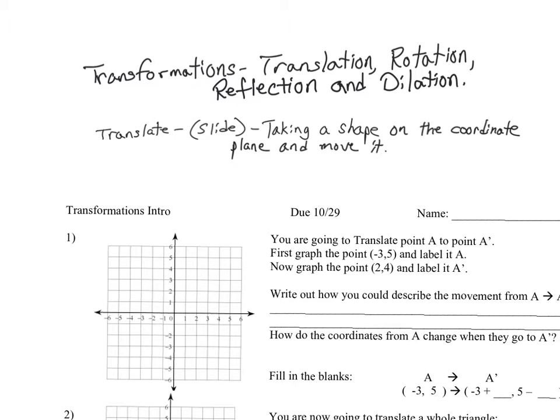A reflection means that we have a particular line that's going to act like our mirror. A lot of times, probably most of the time, our lines of reflection are going to be either the x-axis or the y-axis. If it's the y-axis, we're going to reflect left to right or right to left, depending on where the shape is. If it's the x-axis, we're going to reflect up or down, again depending on where the original shape is. And then we have our dilations. Dilations are nothing but increasing the size or shrinking the size.